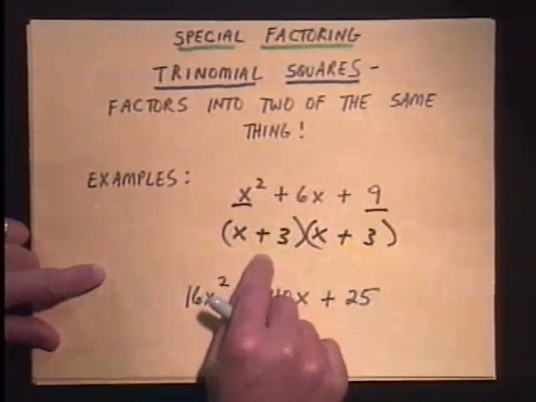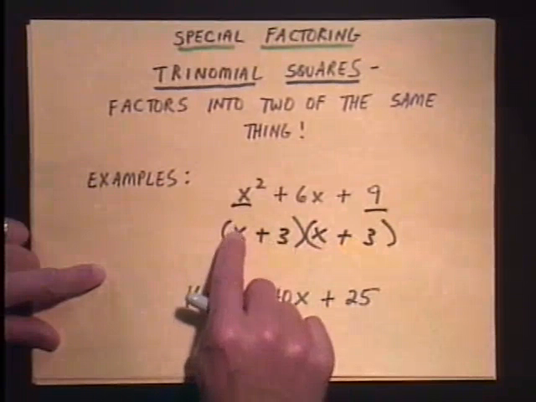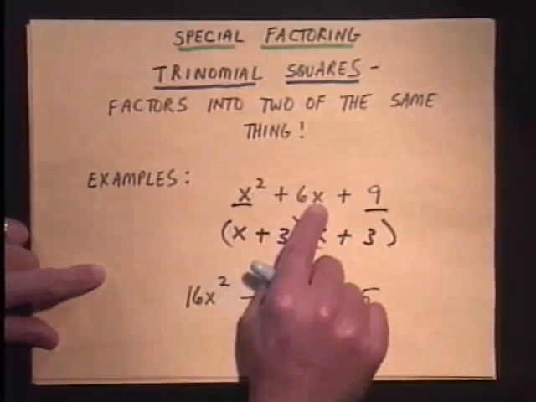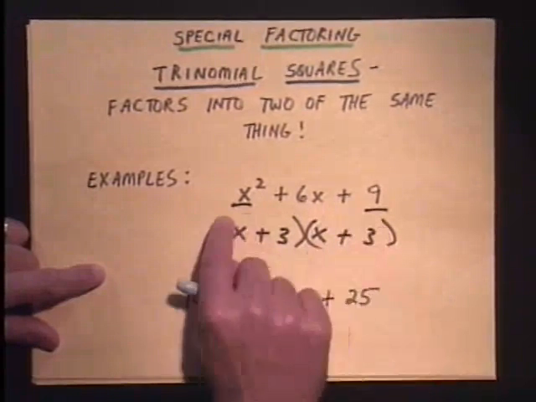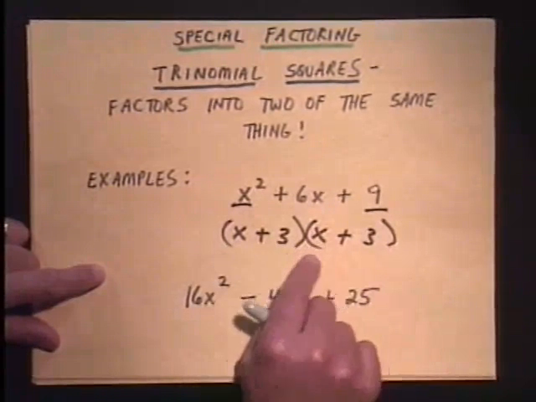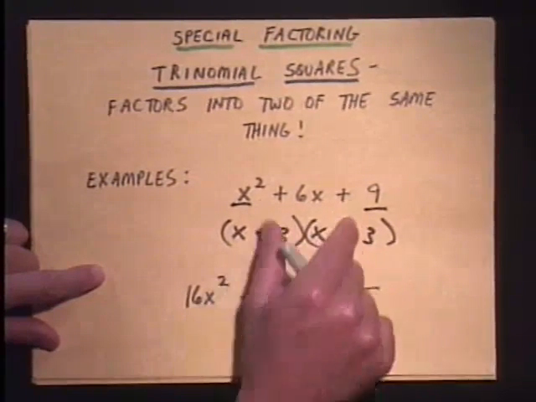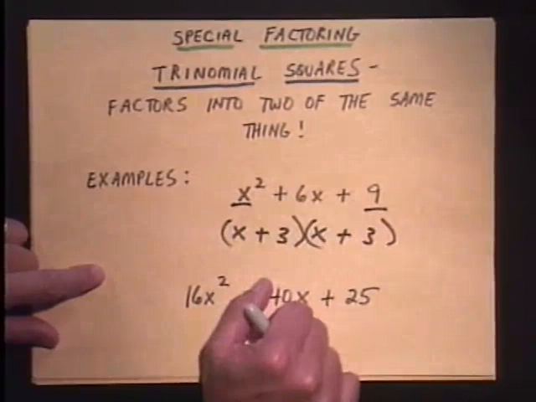And notice if I take a and b, a is x and b is 3 there. If I multiply those and double it, I get 6x in the middle. Or if I were to FOIL this, I would get 3x on the outside, 3x on the inside, and that would give me the middle term. So it will check by FOILing or plugging numbers in to show the factors work.